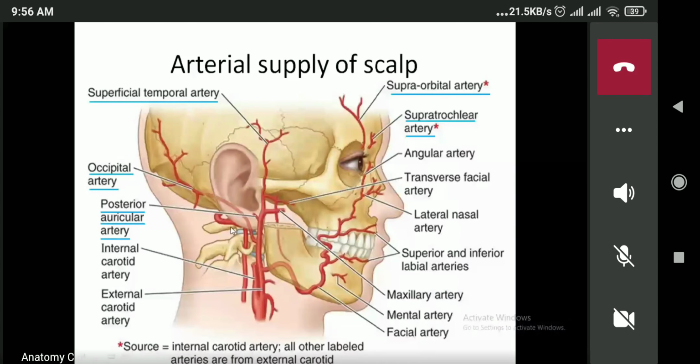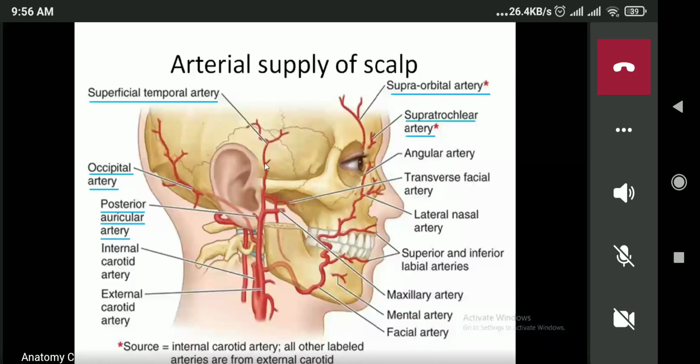Firstly, from the supraorbital margin, the first artery here is the supratrochlear artery. Then next to that, the supraorbital artery. These supratrochlear and supraorbital arteries are indirect branches of the internal carotid artery. Then the third artery that lies in front of the auricle is the superficial temporal artery, which is one of the terminal branches of the external carotid artery.